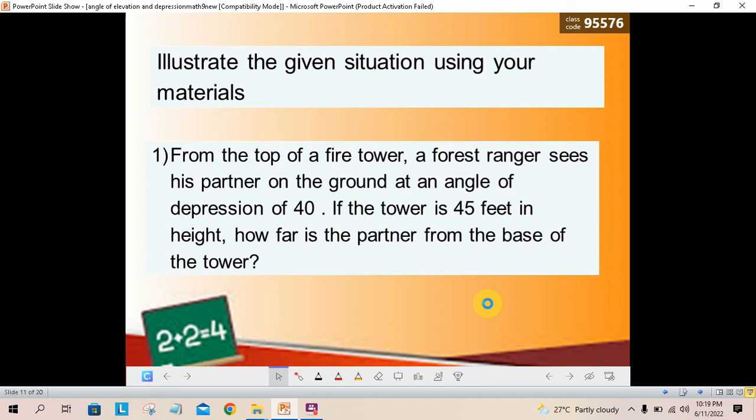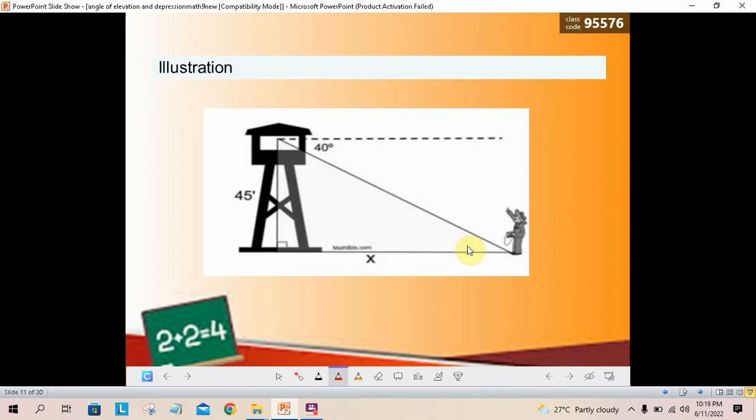So you have also the height of the tower, which is 45 feet. The height of the tower is 45 feet. And then you have here the angle of depression, which is 40. Question, how far is the partner from the base of the tower? So remember, you are not going to solve the problem, but you are only illustrating the problem. Do you have already your illustration? Let us check this one.